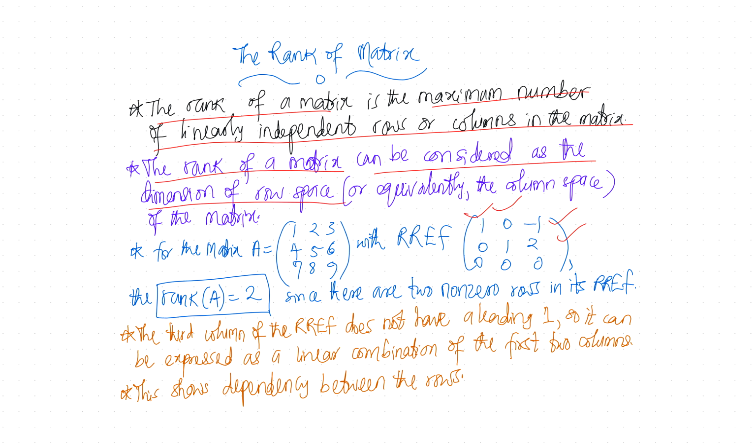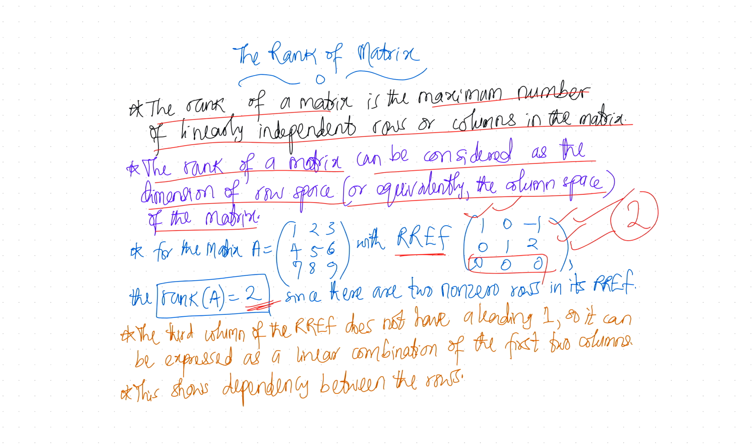So for the matrix A, 1, 2, 3, 4, 5, 6, 7, 8, 9, with this reduced row echelon form 1, 0, -1, 0, 1, 2, 0, 0, 0, you can say the rank of matrix A is 2. Why? Because you have two rows in the row space and you have 2 columns in the column space. That's why the rank is 2. And of course, another way to look at the rank is, now you have this row, and then the third row is all 0. So the number of non-zero rows you end up having in your RREF tells you the rank of the matrix. So the rank is 2.